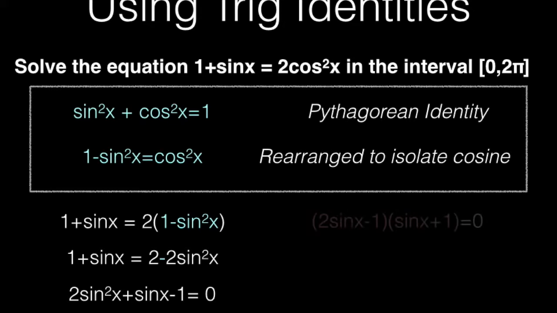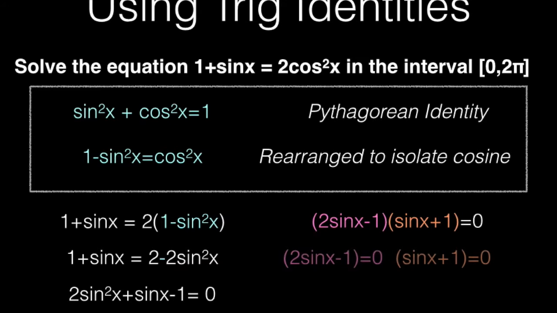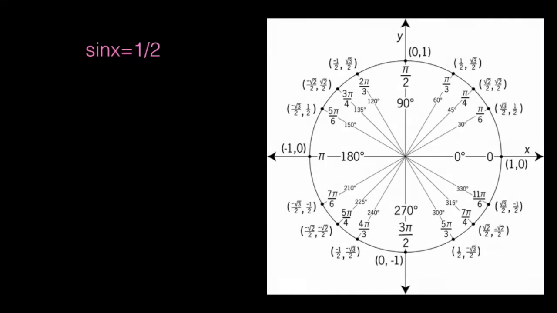We factor it out. 2 sine x minus 1 times sine x plus 1 is equal to 0. Set the factors equal to 0. And then we solve for sine x. Sine x is equal to 1/2, and sine x is equal to negative 1. So now we have to look for when sine of x is equal to 1/2. Well, if we look at the unit circle, we see that sine of x is equal to 1/2 when x is equal to pi over 6 and when x is equal to 5 pi over 6.